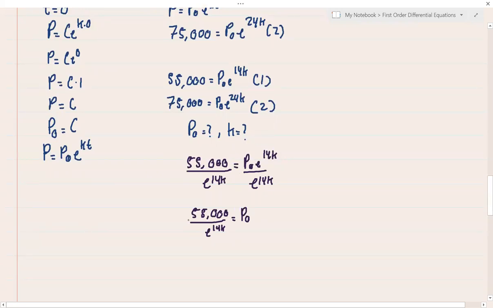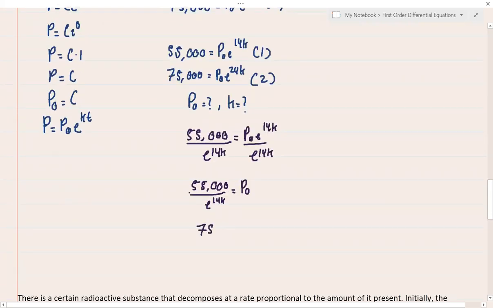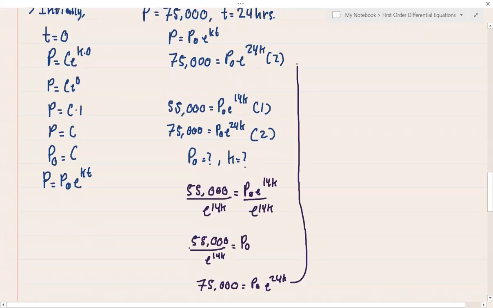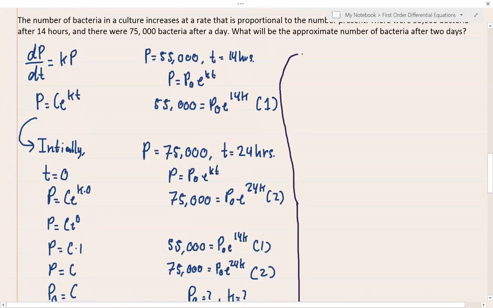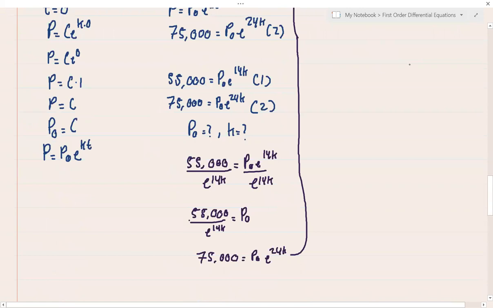So what are we going to do? We will substitute it sa second equation. Okay? I-substitute natin siya dito. So, sa second equation, right, we have 75,000 is equal to P sub 0 times e raised to 24K. And since your P sub 0 is equal to 55,000 all over e raised to 14K, therefore, teka lang, punta na ako rito kasi wala na akong espasyo sa baba. Therefore, you will have 75,000 is equal to, yung P sub 0 mo magiging 55,000 all over e raised to 14K times e raised to 24K. Tama ba ako? Yes. Okay, good.